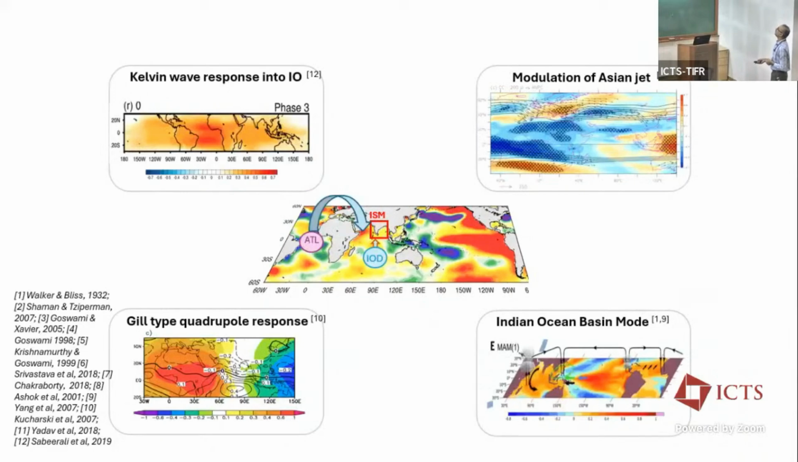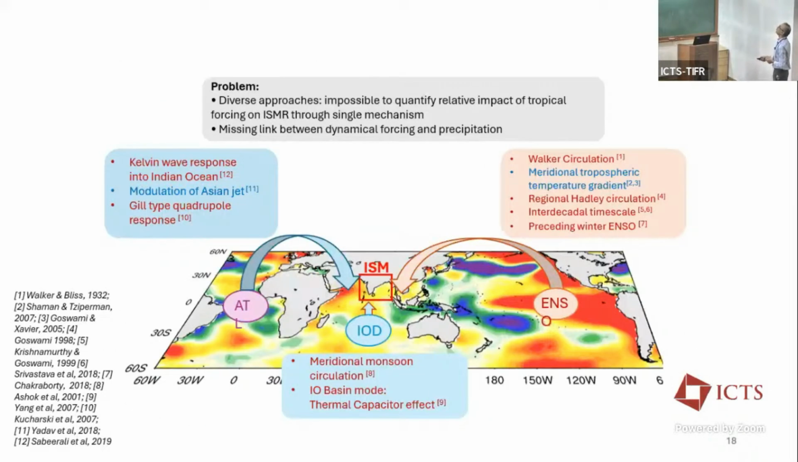Now the problem is that with all these different theories and diverse approaches, it is impossible to quantify the relative impact of tropical forcing on ISMR through a single mechanism. Some forcings are talking about dynamics, for example, a change in the upper level velocity potential. But even if you quantify the change of the upper level velocity potential, how you convert that quantification to the change in the monsoon rainfall is not clear. It's never been done.